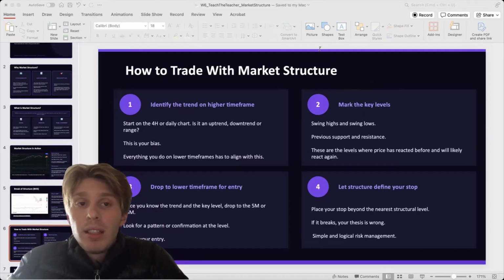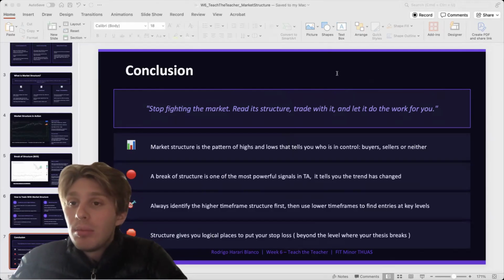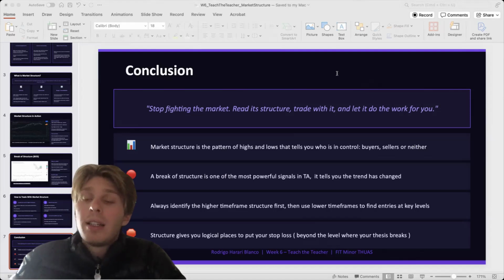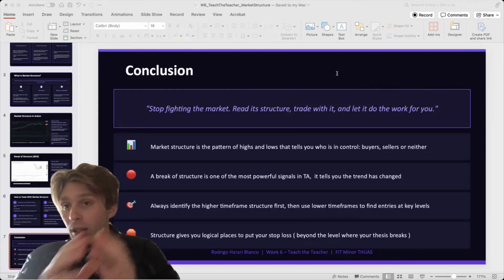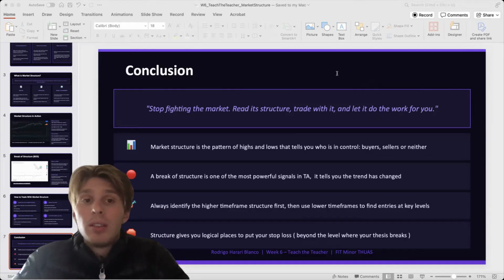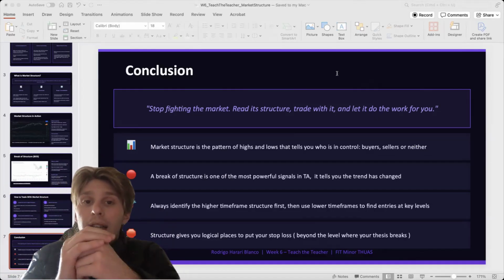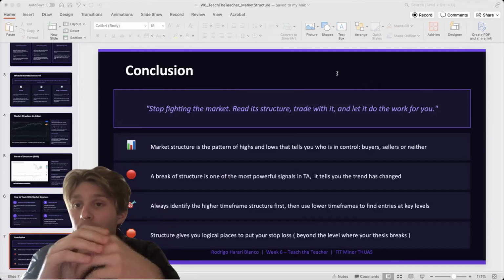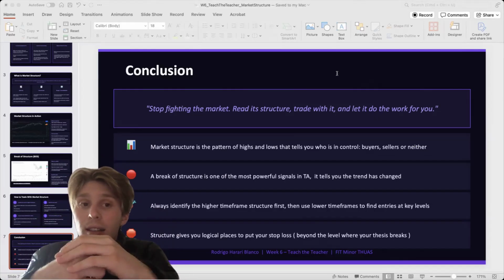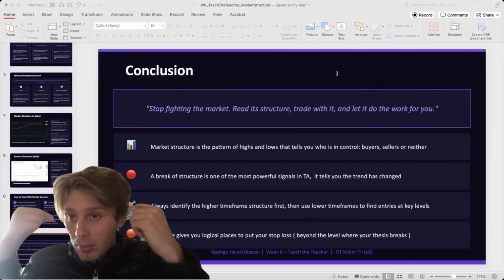So, to conclude, I would say one statement that I've heard many, many times, that is, please do not fight the market. It's better to read the structure of the market, and therefore make the trades along that structure. Just let it do the work for you. Having a structure is always good. Once you can identify an uptrend, a downtrend or a range in 5 seconds on any chart, everything else in your technical analysis will start to make sense.